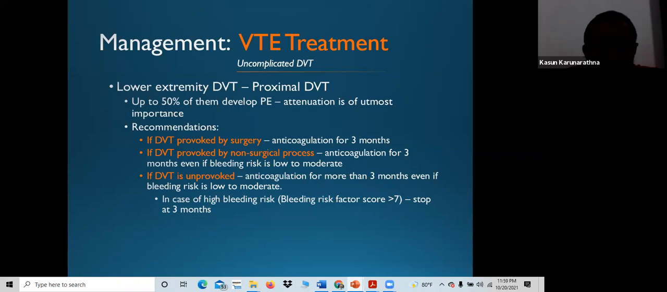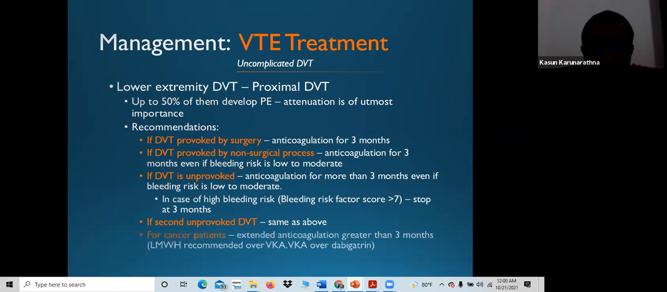Lower extremity proximal DVT. If it is provoked by surgery, anticoagulation for 3 months. If it is provoked by a non-surgical process, anticoagulation for 3 months, even if bleeding risk is low to moderate. If it's unprovoked, anticoagulation for more than 3 months, even if bleeding risk is low to moderate. Right? That is a recommendation. Second unprovoked is the same as above. For cancer, extended anticoagulation greater than 3 months because the risk of thrombosis is very high.